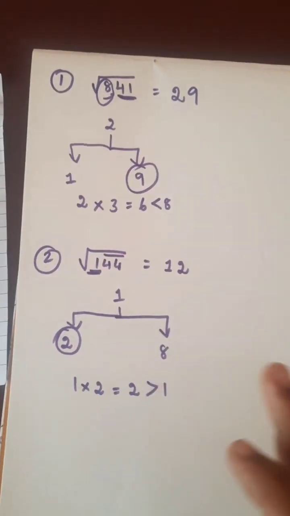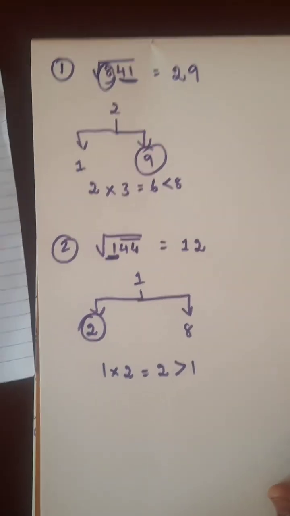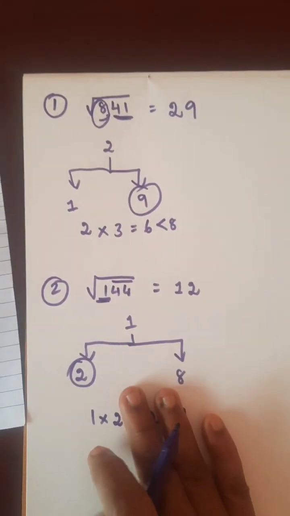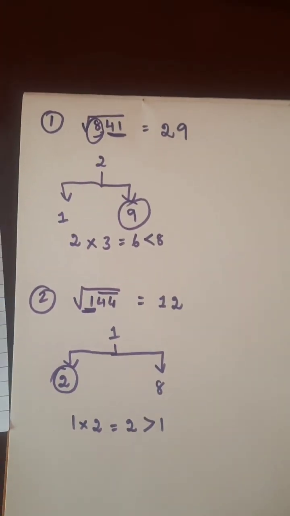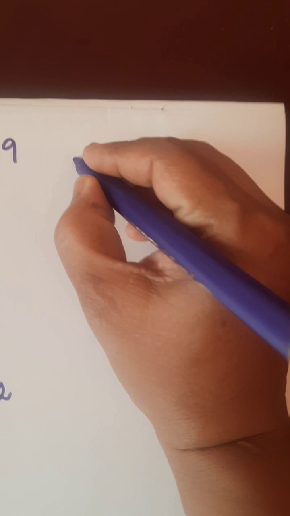These are for 2-digit numbers. I will give you examples for 3-digit numbers. I will give you examples for 4-digit numbers also.